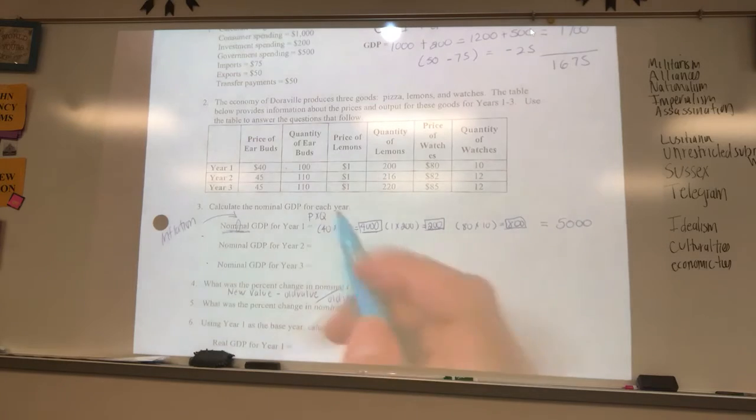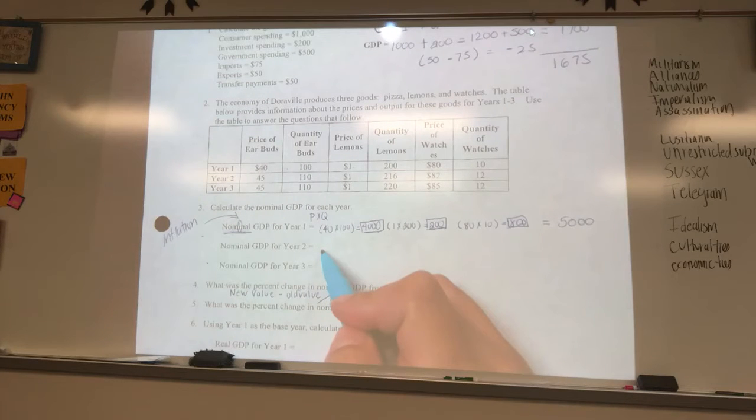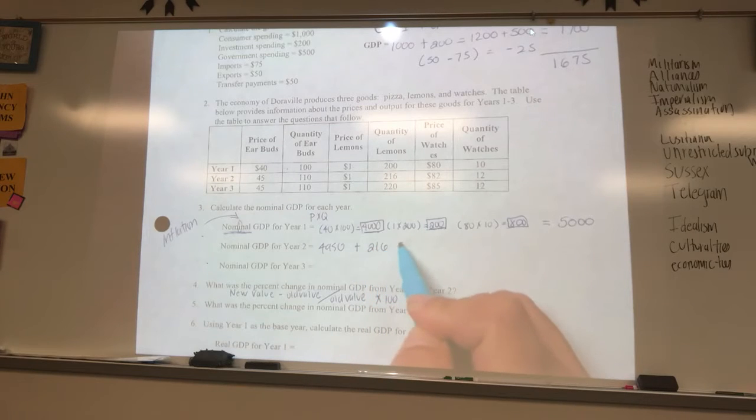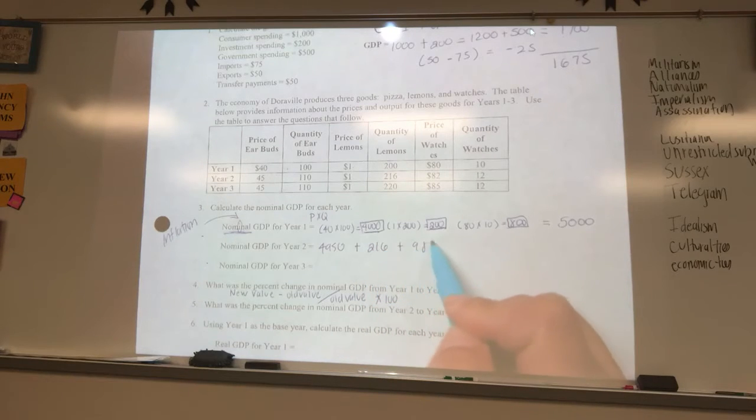Okay, so for year two, did everybody do year two already? So what was the first number that y'all got for your first, the earbuds? 50, and then what did y'all get for lemons? What did y'all get for watches? And you added all these up, what did that give you for the nominal GDP?